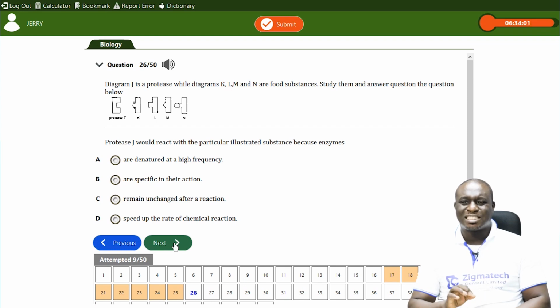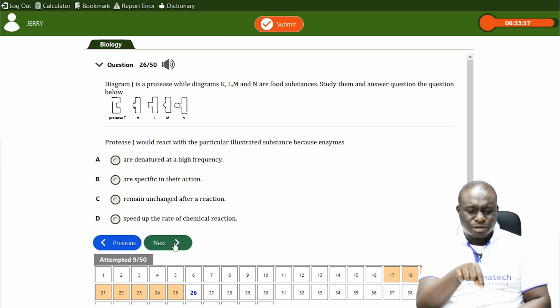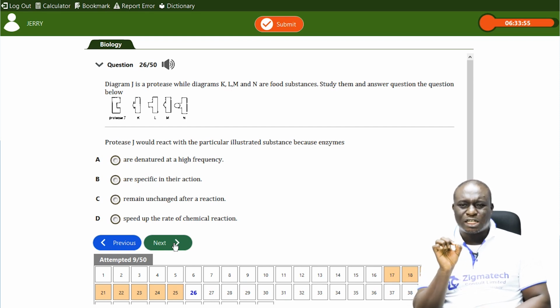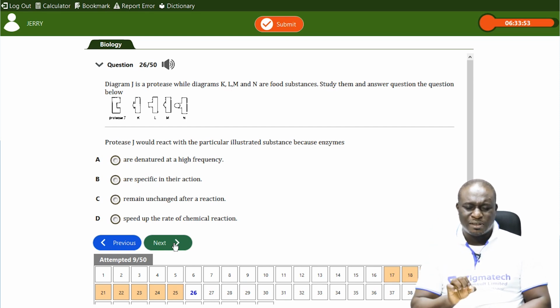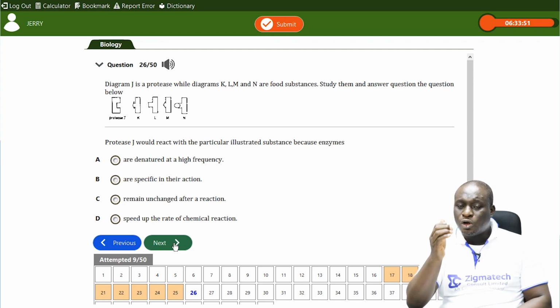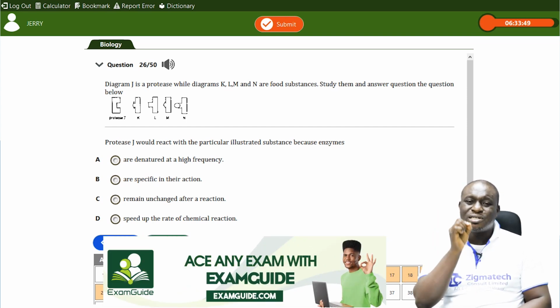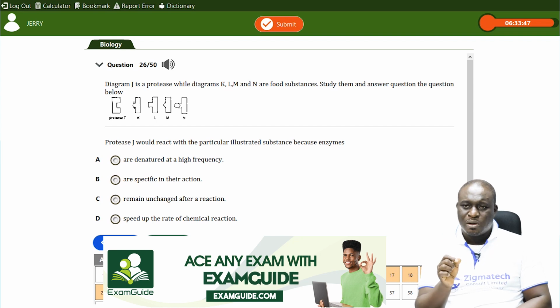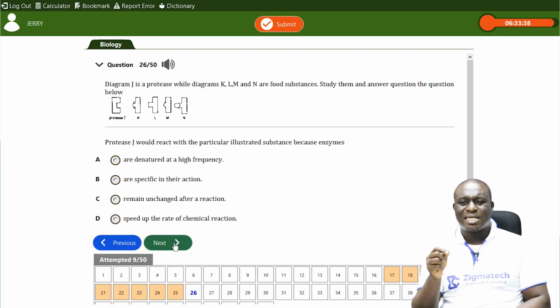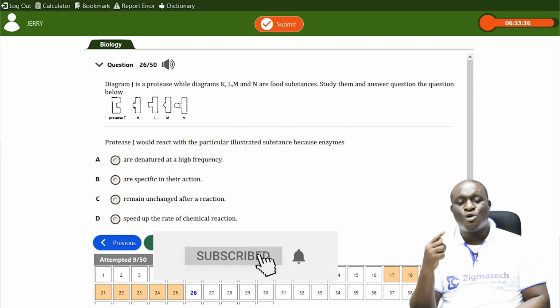And then B says are specific in their actions. Now, as it relates to the substrate they act on, the correct option is what? B. But please take note, all other options are characteristics of an enzyme. Enzymes are denatured at high temperature. Enzymes are specific in their actions. Enzymes remain unchanged after a reaction. Enzymes speed up the rate of chemical reaction. These are all their characteristics.